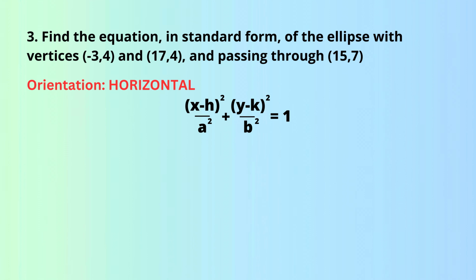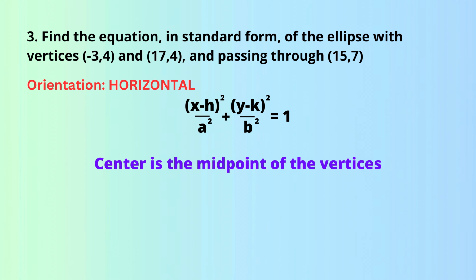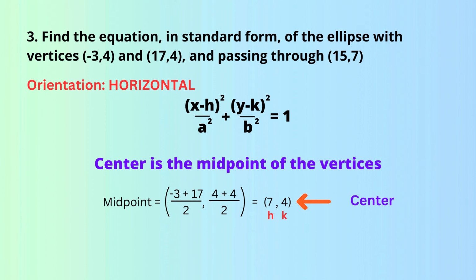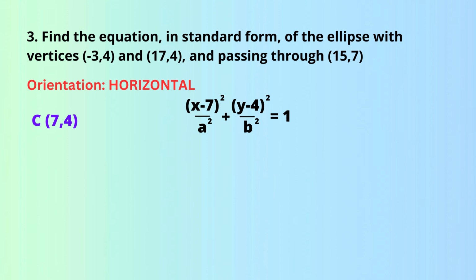As for the center, it is the midpoint of the vertices. So solving for the midpoint, we have (7, 4). This is now our center, and we will substitute it to h and k in our equation, so we have x minus 7 and y minus 4. After that, we can now find a and b.